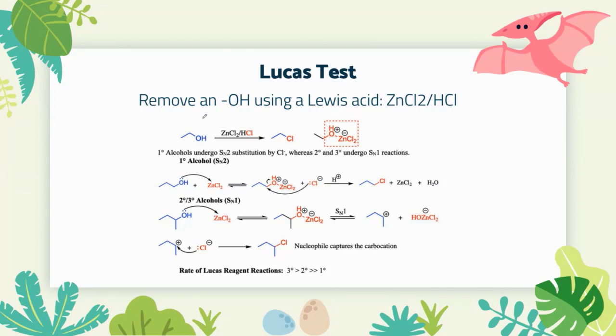If it's extremely slow, that means that you're going through an SN2 reaction, and it's a primary alcohol. So your primary alcohols tend to undergo the Lucas reagent reaction really slowly because, remember, alcohol is a really bad leaving group, right? So even though we're having an SN2 substitution, which is traditionally faster than an SN1 reaction, it's going to take us a while to be able to make that change, right?